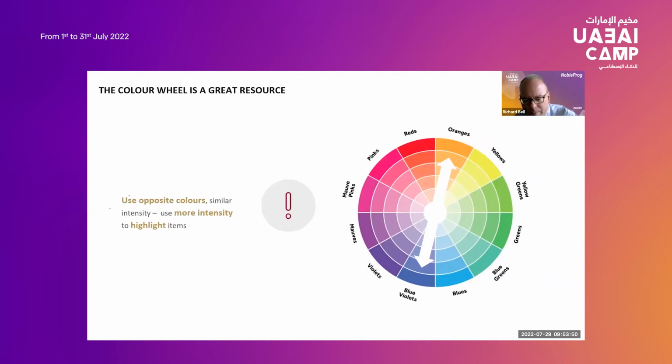Also, it is the best practice to use opposite colors. So you can look at a color wheel. You can find color wheels online if you just Google color wheel, and it will suggest to you those color combinations that work best. And we just saw an example of that with oranges and blues contrasting.